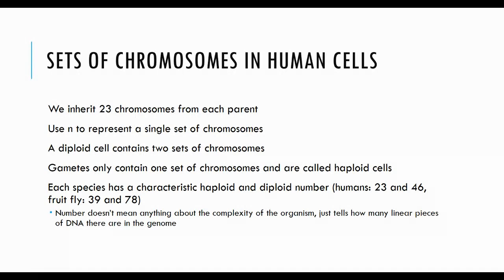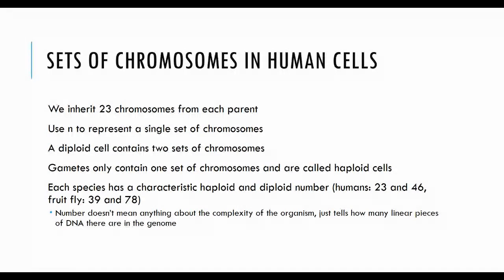Let's look at the sets of chromosomes in human cells. We inherit 23 chromosomes from each parent to give us the magic 46. In bio, we are going to use small n to represent a single set of chromosomes. A diploid cell contains 2 sets of chromosomes, so that will be all somatic cells. But gametes, like sperm or egg, will only contain 1 set of chromosomes, and we call them haploid cells.